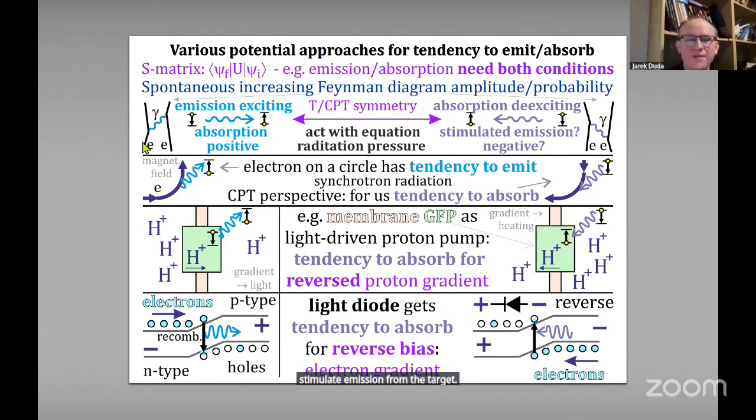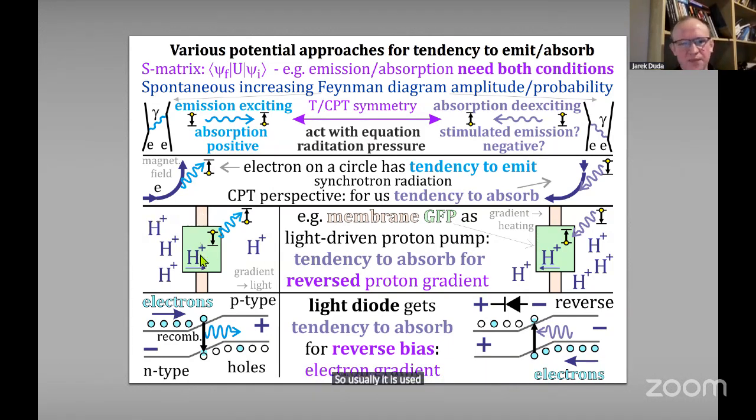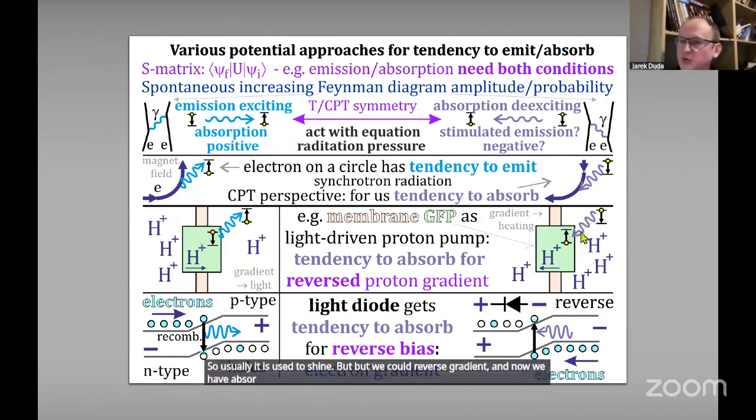For example, for synchrotron radiation it is relatively trivial, just reverse the rotation of electrons, but getting to synchrotron is very difficult. Another might be, for example, this proton pump. Usually it is used to shine, but we could reverse the gradient, and now we have a tendency to absorb. So it could be used in biology.